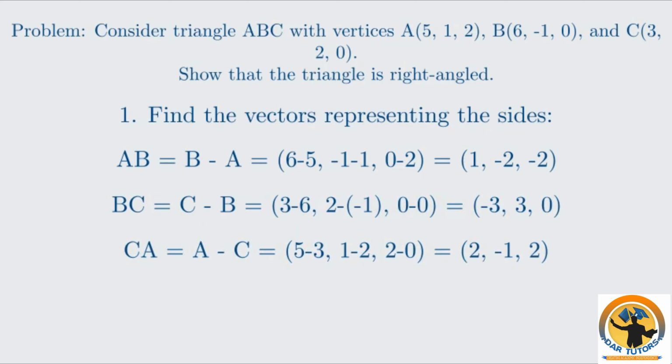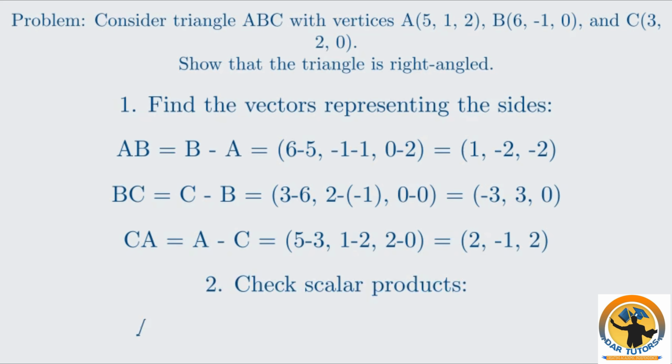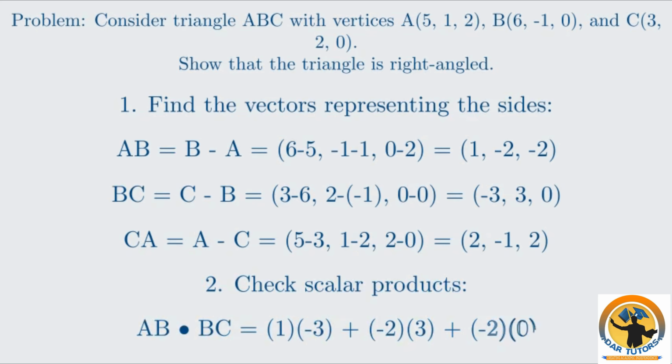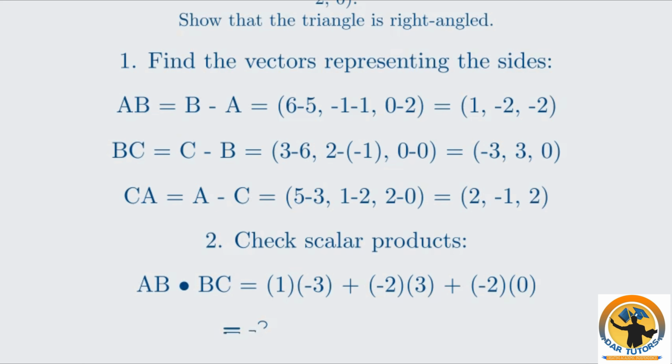Now, we check the scalar product of each pair of vectors. If any pair has a scalar product of 0, the corresponding sides are perpendicular, and the triangle is right-angled. Let's check AB.BC. This is 1 times -3, plus -2 times 3, plus -2 times 0. This gives -3 - 6, which is -9. Since this is not 0, sides AB and BC are not perpendicular.